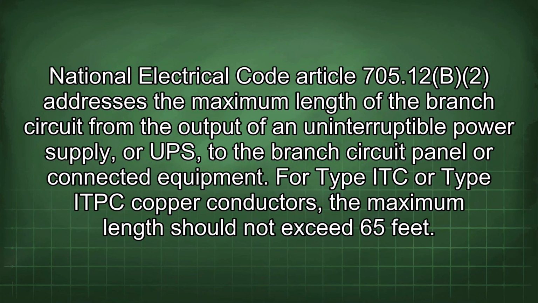National Electrical Code Article 705.12(B)(2) addresses the maximum length of the branch circuit from the output of an uninterruptible power supply (UPS) to the branch circuit panel or connected equipment.